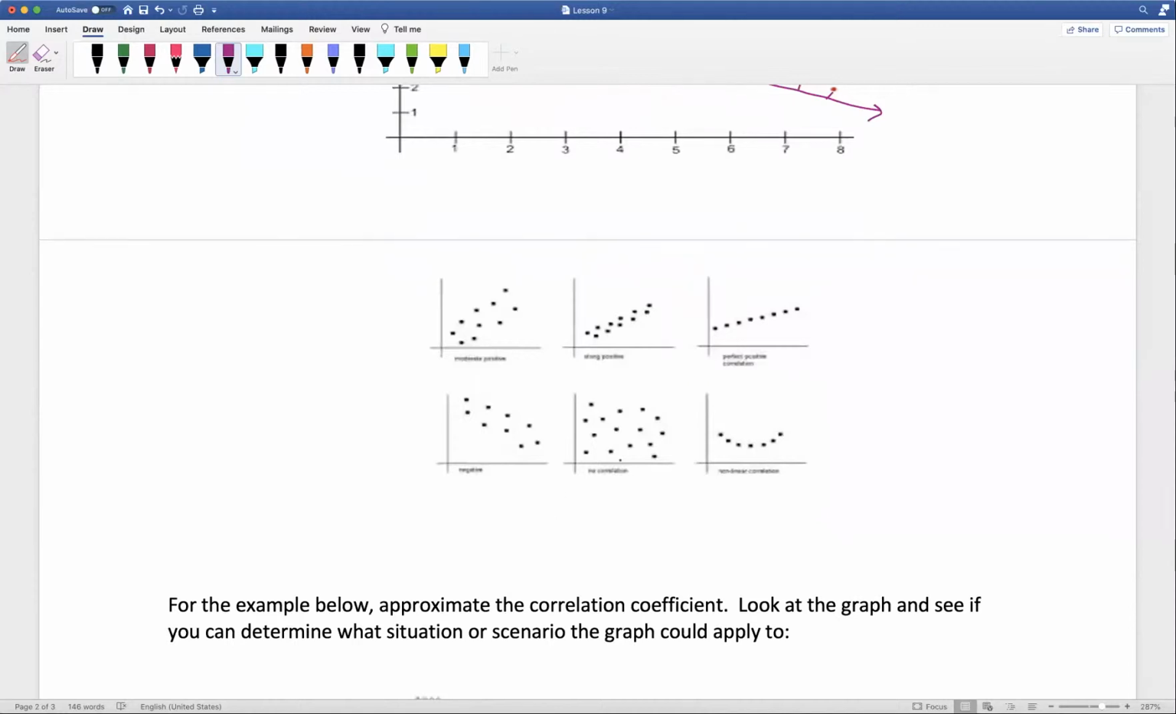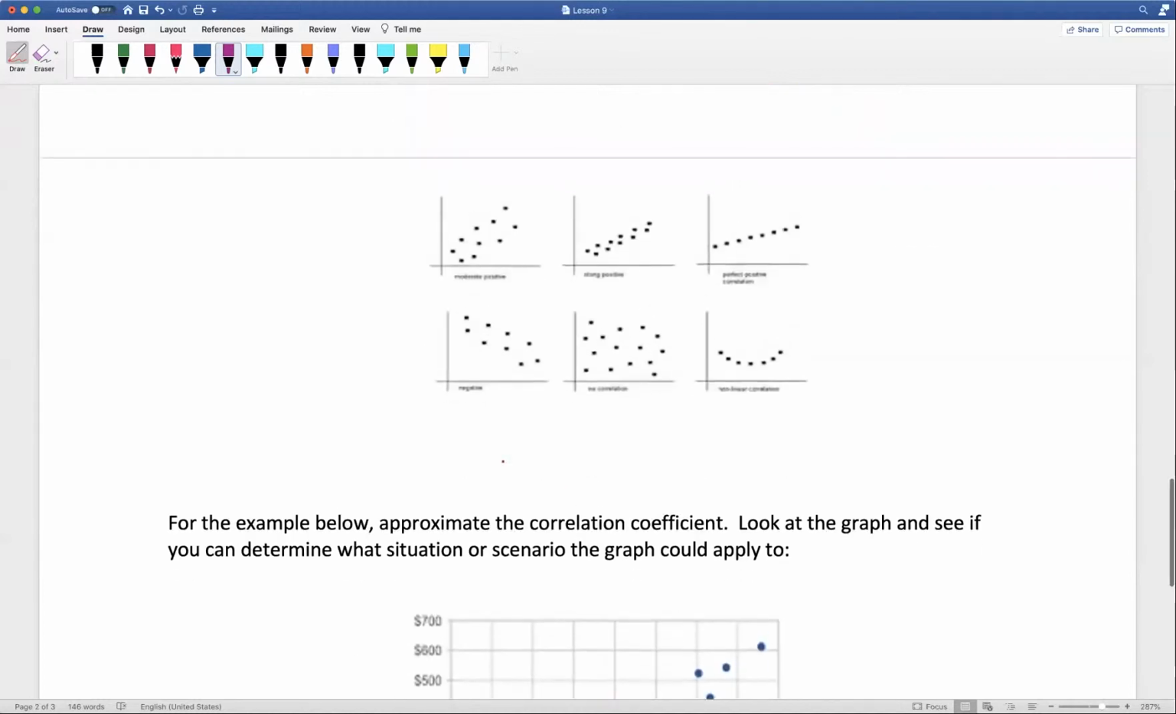Okay, let's take a look at 1, 2, 3, 4, 5, 6 more examples. I encourage you just to pause the video now, look at these and see if you can come up with an approximate linear correlation coefficient for each one of these. And then when you're done pausing the video, we'll come back and go over what I think is a good approximation for a correlation coefficient for these guys. Okay, welcome back.